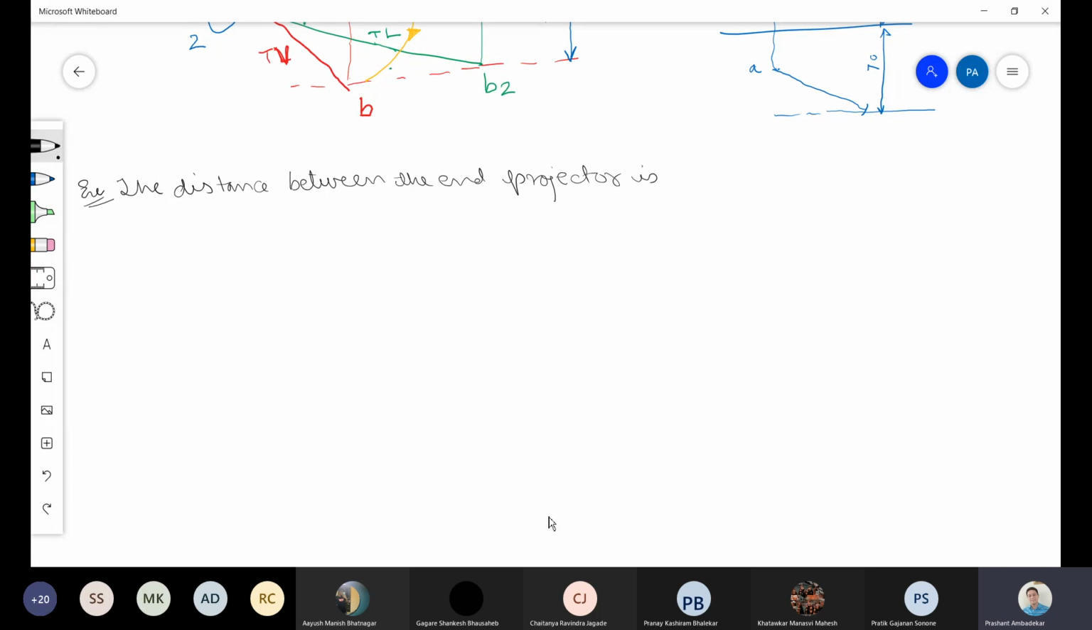The distance between the end projectors is 35 mm. Those who have completed the first one will write the second sum.